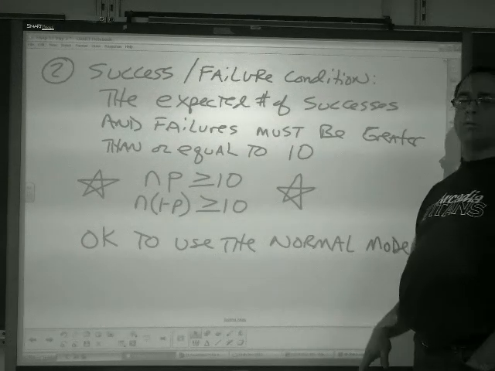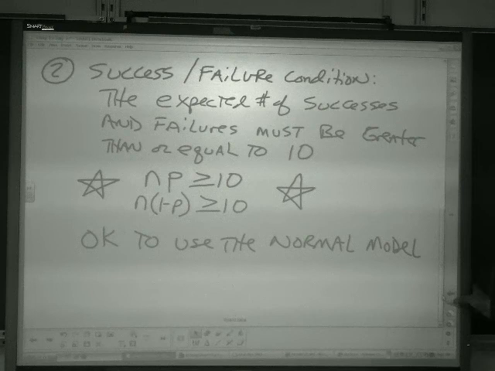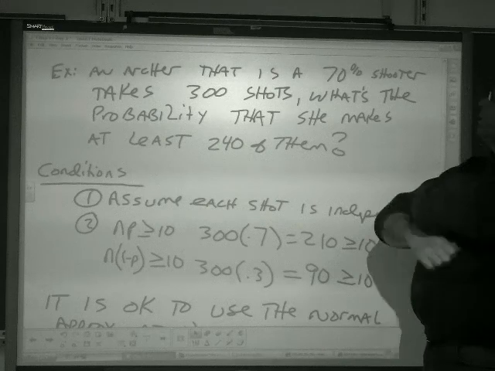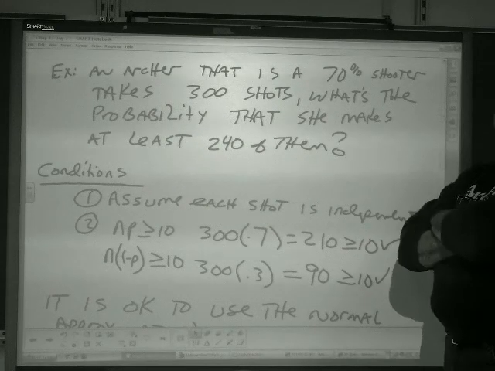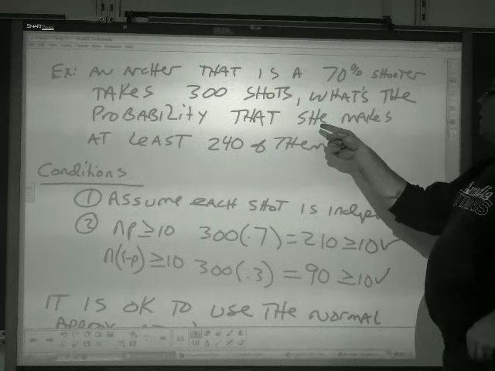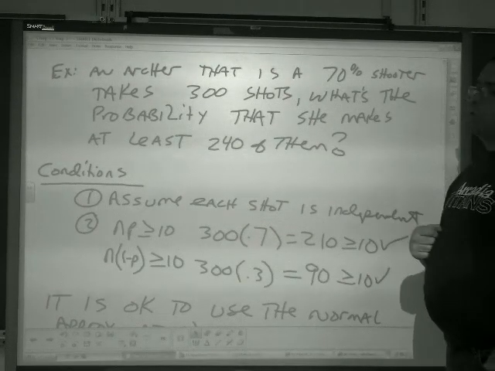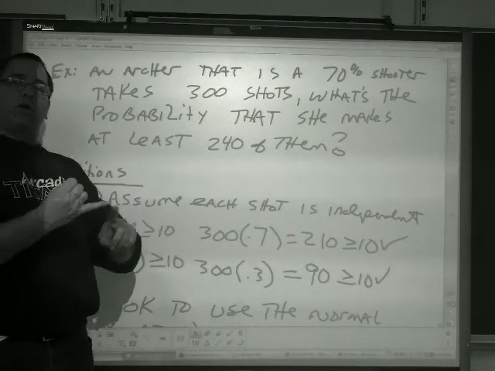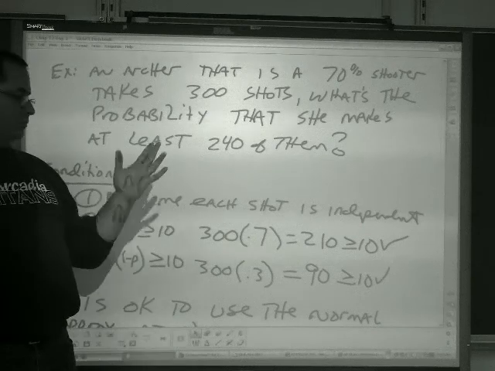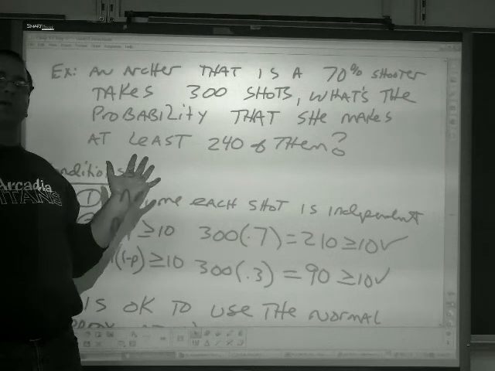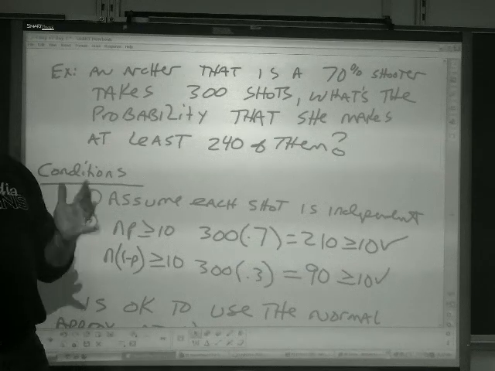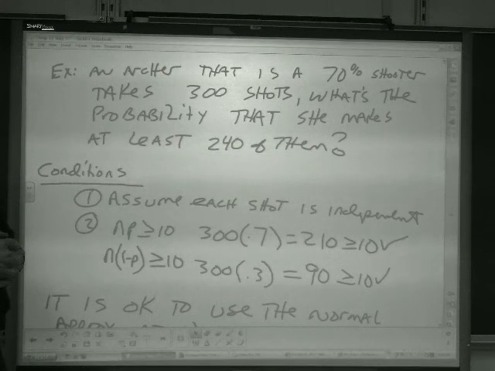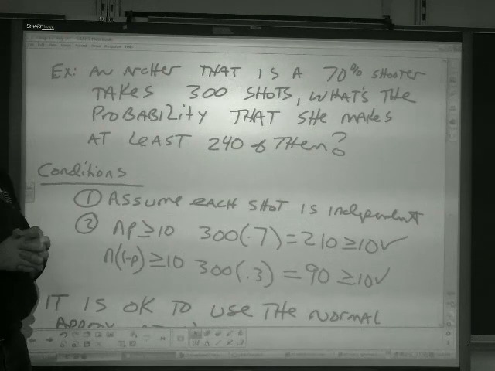So let's take a look at a problem from the archery girl again. An archer, shooting a bow and arrow, that is a 70% shooter takes 300 shots. What's the probability that she makes at least 240 of them? So again, I could do binomial PDF, 240, 241, 242, all the way up to 300. It would take me a long time and I could get the right answer. Or I say to myself, wow, that's a pretty big sample size. Who wants to do all that work? Let's see if we can use the normal approximation instead.